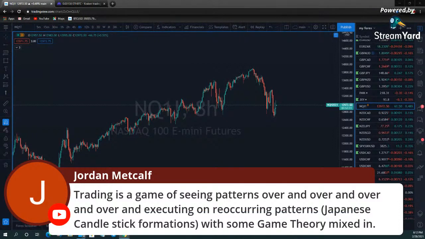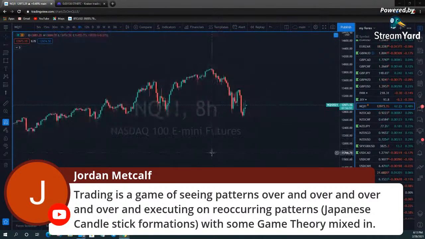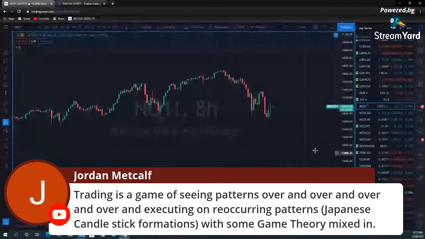Trading is a game of seeing patterns over and over and executing and recurring patterns. Japanese candlestick formations with some game theory mixed in. Yeah, I don't look at the candlestick formations as much as, like, I don't look at cup and handles and rising wedges and look for those things to break down or break out the way they're supposed to regularly. There's only 3 candlestick formations that I look for in a chart.